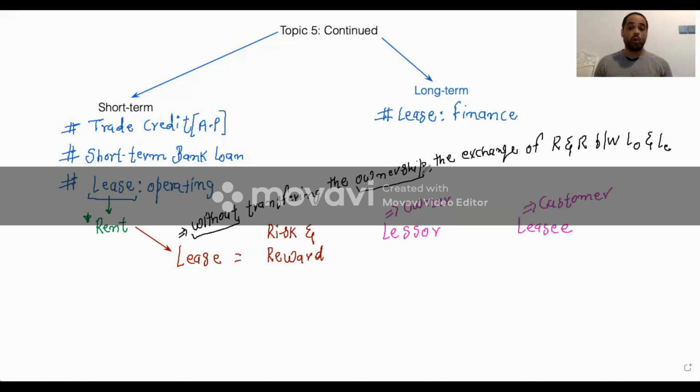All right. So that's all for short-term source of finance. Short-term source of finance is finished. Let me check. We have lease, cards. Yes, that's all for short-term source of finance.